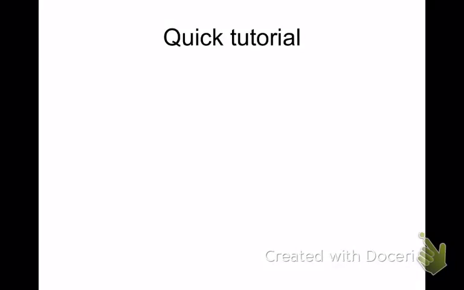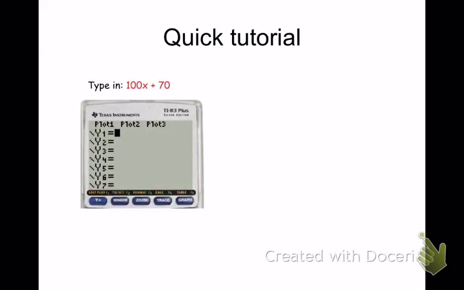This video will be a quick tutorial on how to set the window on your calculator. So to start off, go ahead and work through a calculator and type in 100x plus 70. Remember, you get to this window by pressing the Y equals button, which is on the top right-hand corner. So first go ahead and hit that button, then go ahead and type in Y equals 100x plus 70.